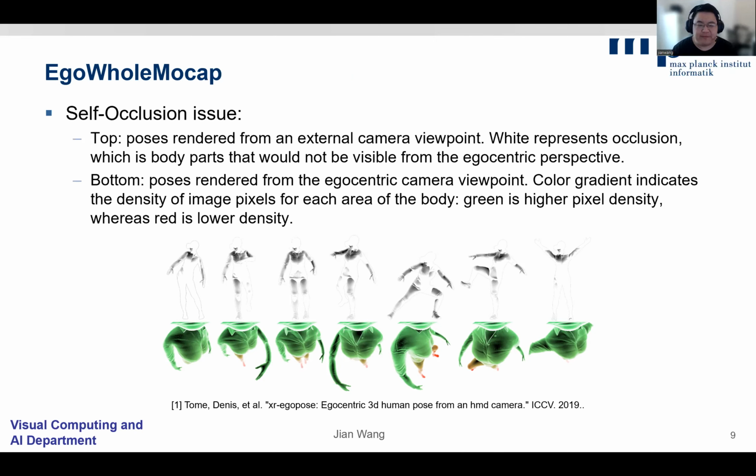Here are some examples to demonstrate that. In this image, the white area is where the human body is occluded, and the black area is where the human body can be seen. You can see that most of the human body is actually white, and there's also a scale issue. If you put the camera on your head, the feet are quite far away from the camera, but your upper body is quite close. So the feet and lower body take up much fewer pixels in the egocentric camera view.